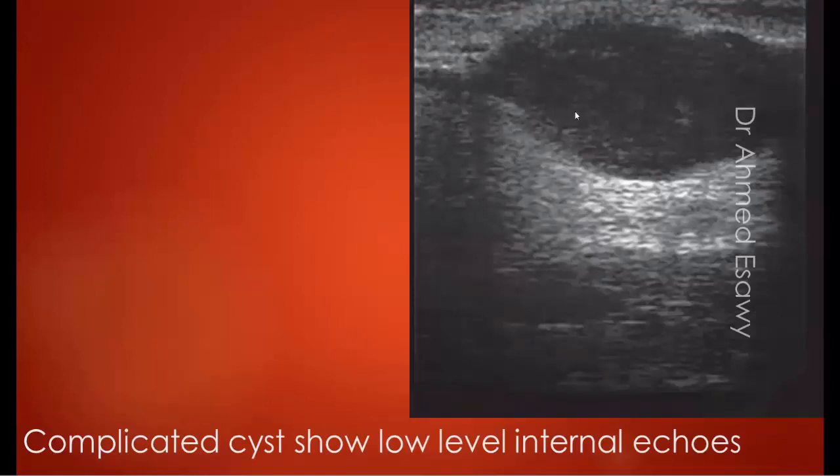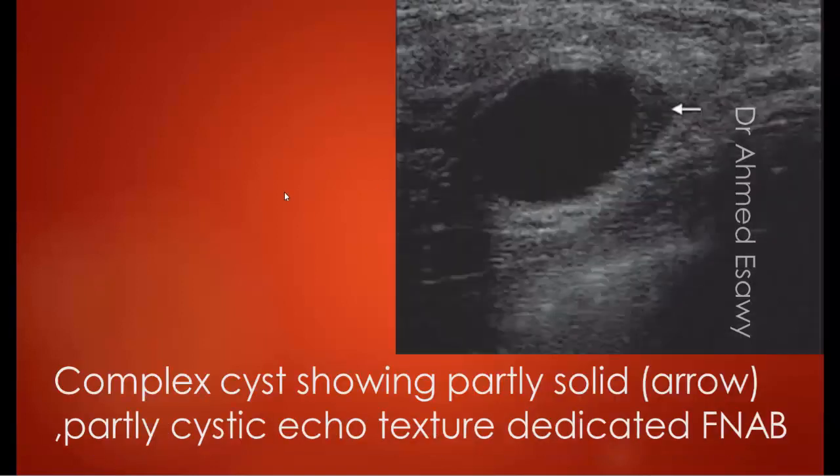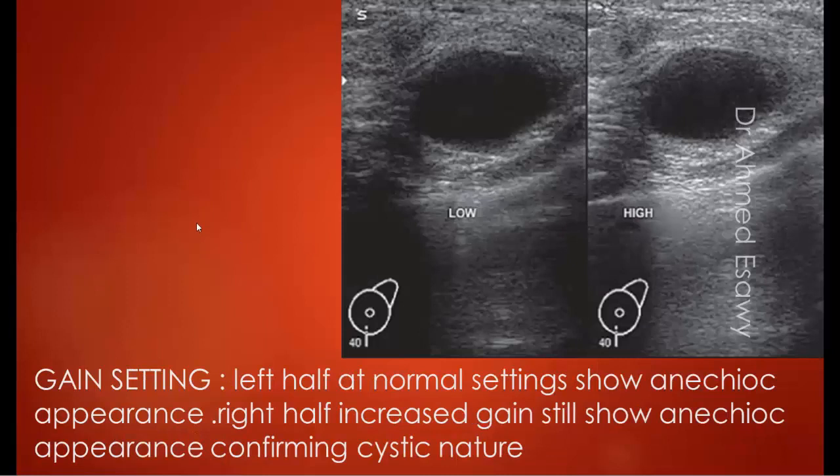Complicated cyst with low-level internal echoes. Complex cyst, partly solid, partly cystic, needs fine needle aspiration biopsy, categorized as BI-RADS 4. Gain setting, gain test. At normal setting it shows an anechoic appearance. On the right side, with increased gain, it still shows an anechoic appearance, confirming cystic nature. This is normal gain, showing an anechoic appearance of a simple cyst in fibrocystic change, BI-RADS 3. When we increase gain to test for presence of a solid component, an anechoic appearance is still present, confirming cystic nature.